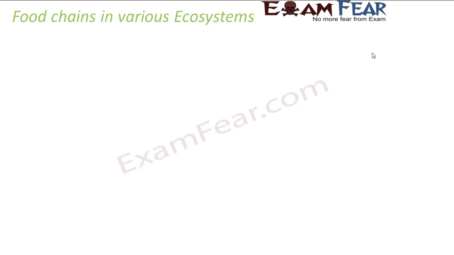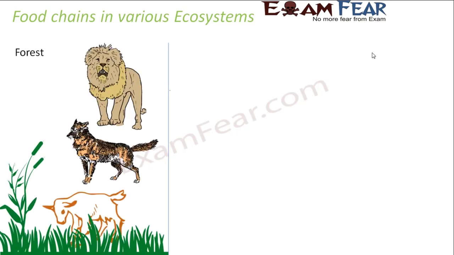Let us look at some examples of food chains in various ecosystems. As we started with this lesson, we have spoken about the ecosystems, right? Let us see how food chains exist in different ecosystems. Let us look at the ecosystem forest, right? Here we can consider a food chain where plants in the forests are eaten by goats, which in turn are eaten by the jackals, and the jackals in turn are eaten up by the lions. This is an example of a food chain existing in a forest.